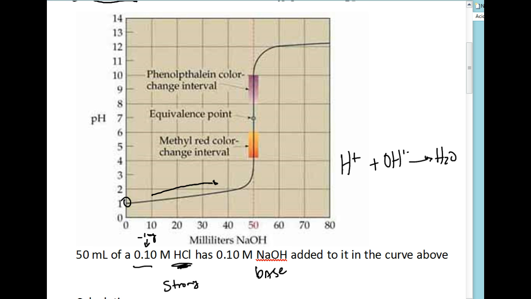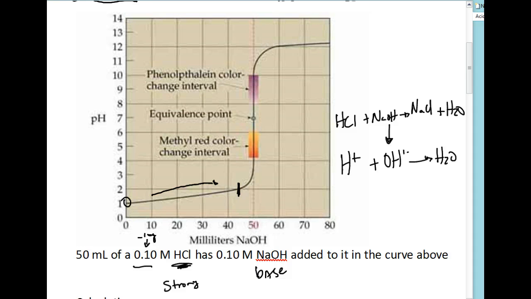The complete equation is HCl reacting with sodium hydroxide to produce sodium chloride plus water. But the sodium and the chloride are spectator ions, so that would give us a net ionic equation of just the hydrogen ion plus the hydroxide ion. As we get up to about 45 milliliters of the sodium hydroxide, it's all being consumed by the hydrogen ions, and there's still excess hydrogen ions left.